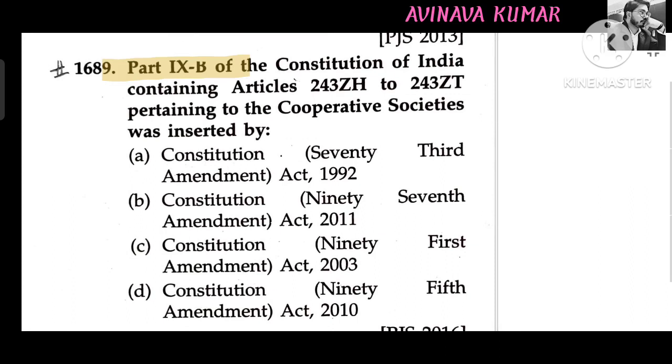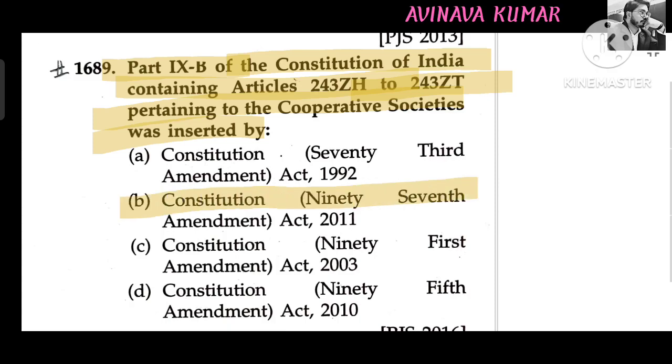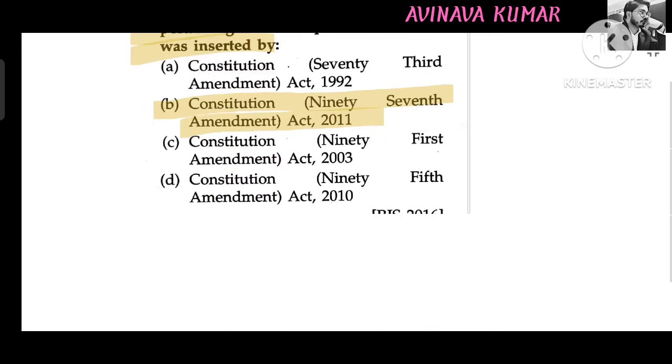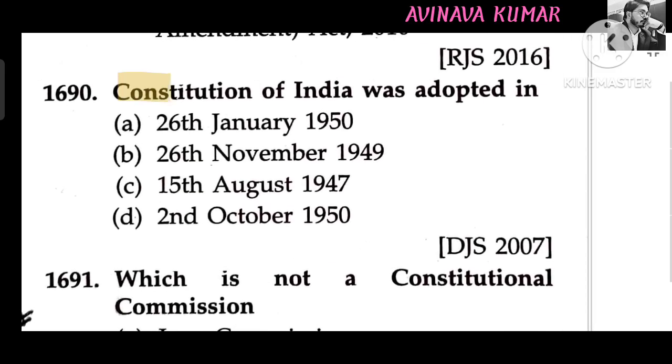Part 9B of the Constitution of India, containing Article 243ZH to 243ZT, pertaining to the cooperative society, was inserted by the Constitution 97th Amendment Act 2011. Constitution of India was adopted on 26 November 1949.